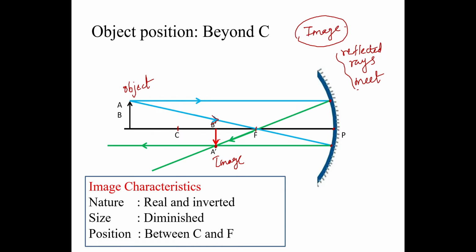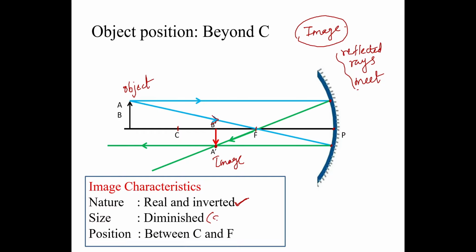Image characteristics. What is the nature of the image? The nature of the image is real and inverted. Why is it real and inverted? Because your reflected rays are meeting in front of the mirror, so your image is formed in front of the mirror. Wherever you see the reflected rays meeting in front of the mirror, you will get a real and inverted image. Now, the size of the image: it is diminished.